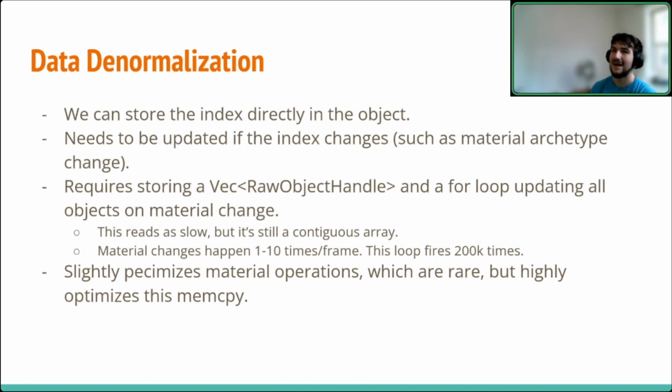Means every material has to have a handle back to its object, which is fine. This is a very rare case. Materials don't change that much. But we have to iterate through every single object all the time. So yes, material changes don't happen very often. This loop is iterating 20,000 times per frame. So it pessimizes material operations, but optimizes this mem copy. That's what we're optimizing.